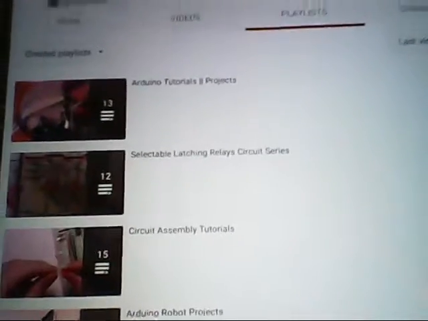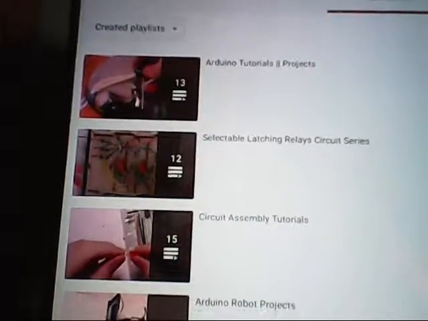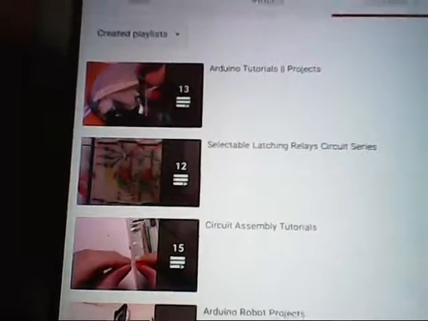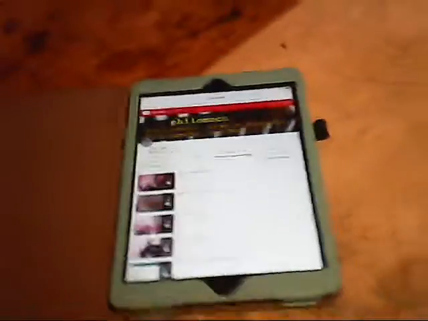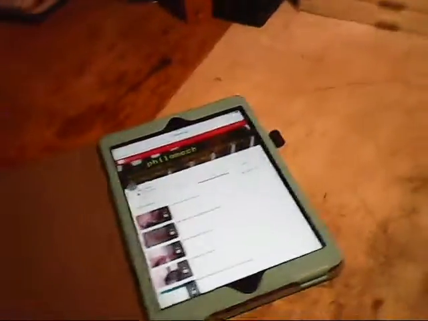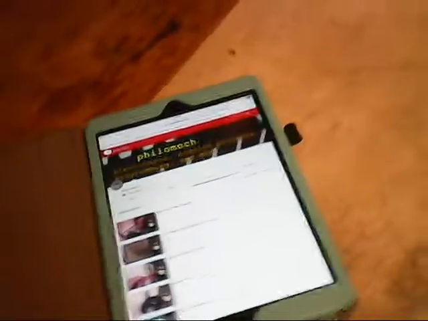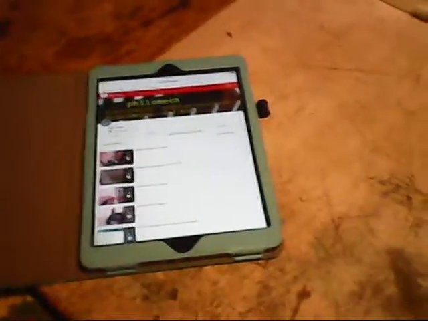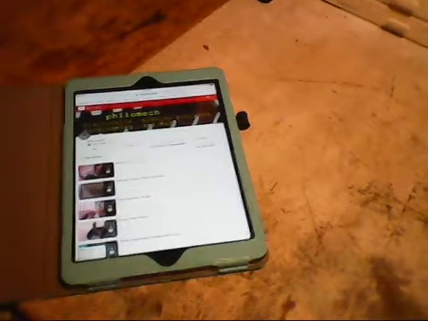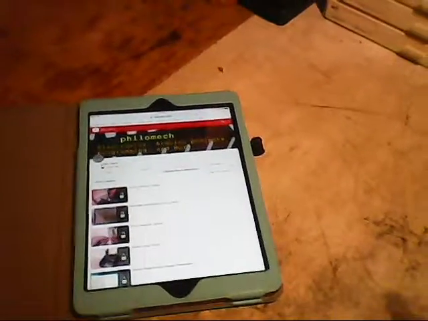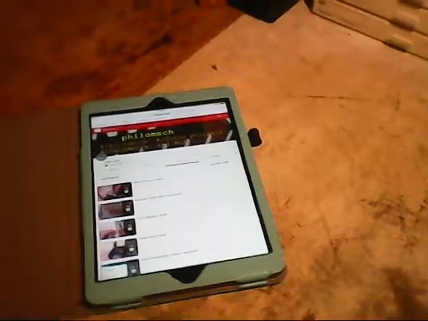And like I said, he did a very nice job in explaining the tutorial, and I recommend it's a good one to look at. And what I want to do now is design a selectable latching relay circuit, but instead of using mechanical relays, I'd like to make it out of all solid-state transistors and probably use SCRs. And so that's what this tutorial is going to be about. Stay tuned.